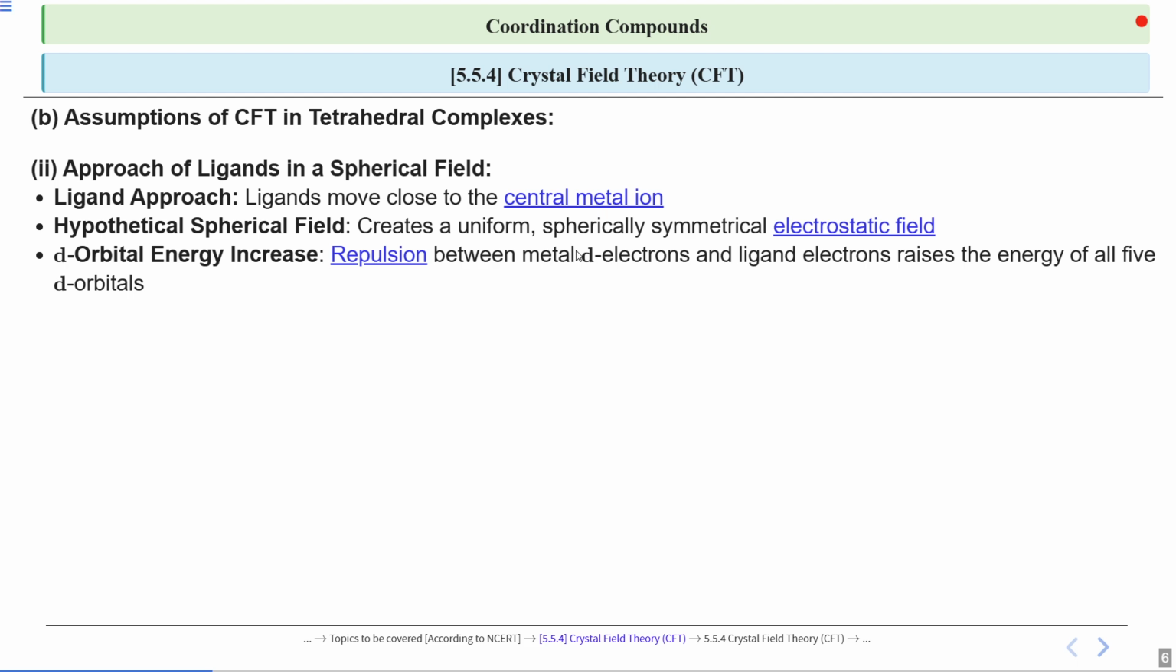The ligand is already approaching the central metal ion, and it is carrying a negative charge, right? It is carrying electrons with it, and the metal d orbitals also have d electrons, right? So the d electrons in the metal and the electrons of the ligand are going to face repulsion between them, and due to this repulsion, the energy of all 5 d orbitals of the metal is going to increase.